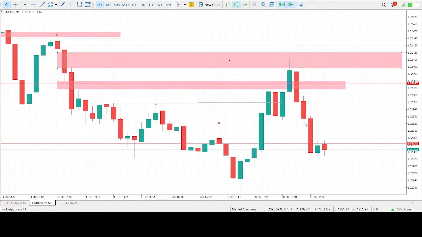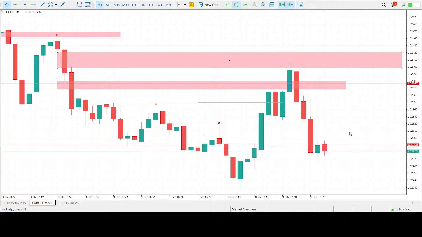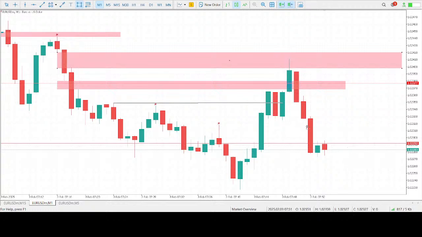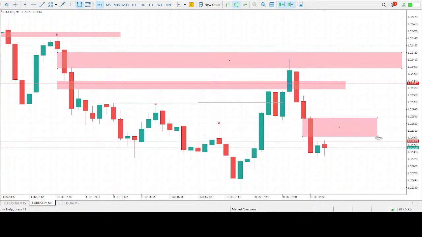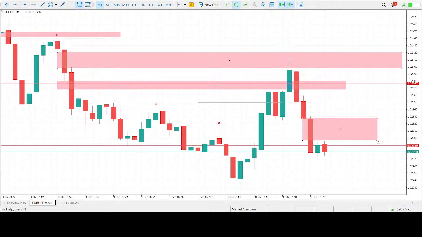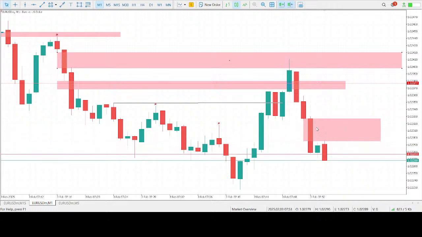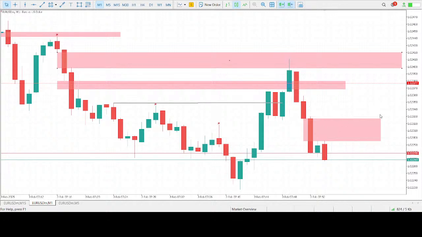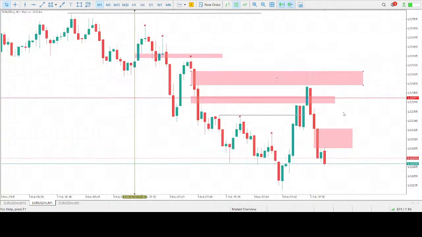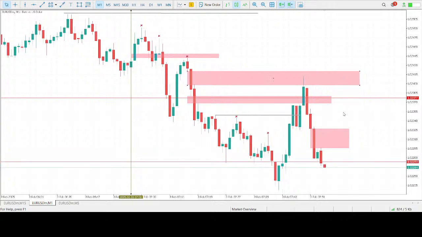Okay, so this is also a probable fair value gap to consider because there is a break right here. So I would want price to hold at least. If there is a willingness to move to the downside, I would expect it to hold.